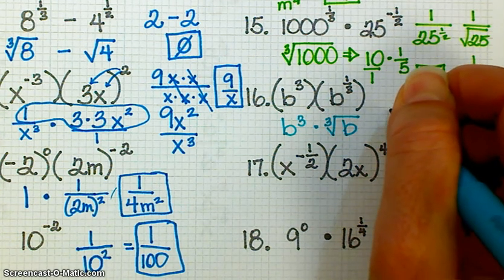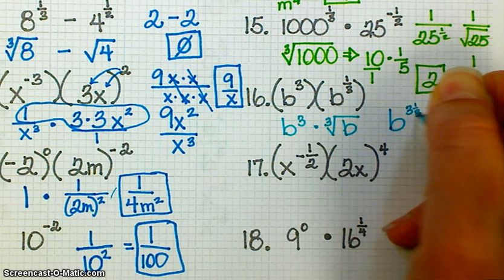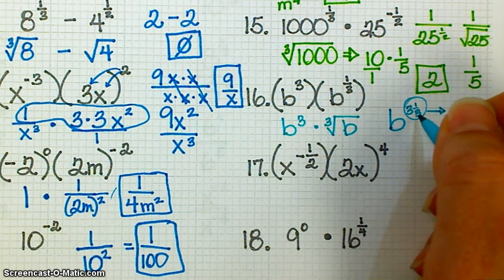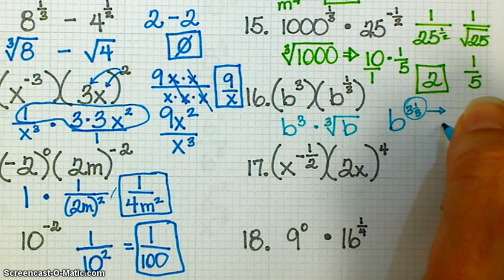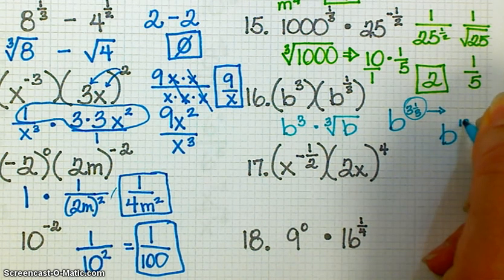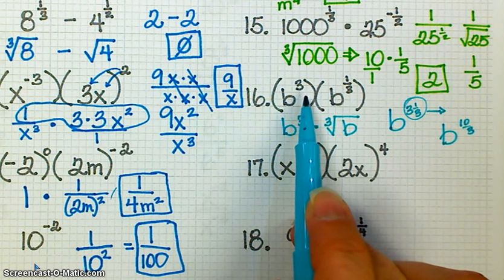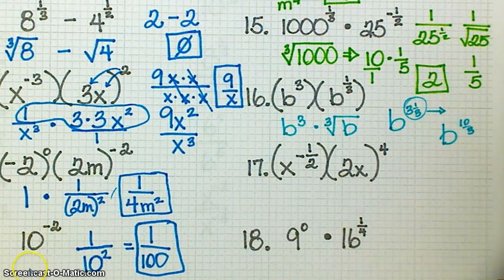So b to the 3 1/3. I'm going to do an improper fraction here. 3 times 3 is 9, plus 1 is 10. b to the 10 thirds. That's kind of a nightmare. But anyway, you would add those together, 3 1/3. b to the 3 1/3 power.